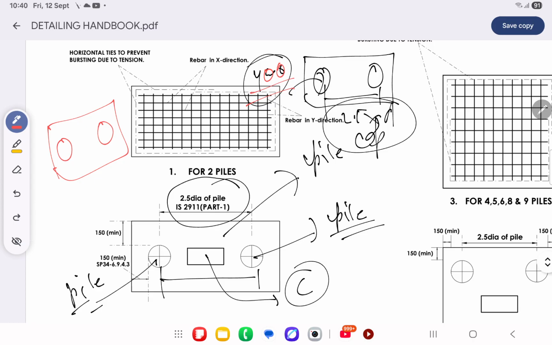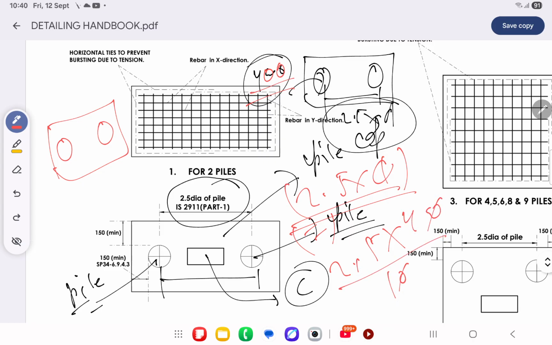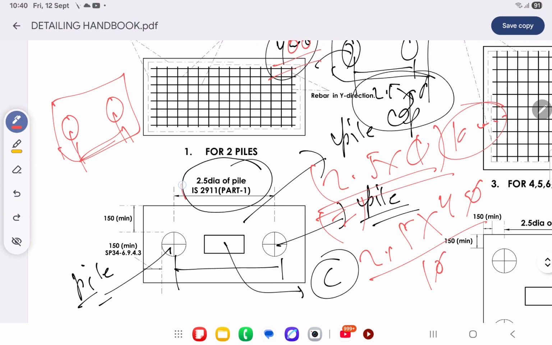So we know that in the case of pile, the minimum we can provide is 2.5 into the diameter of the pile, the minimum distance between center to center of the pile. So just go for 2.5 into 400, just multiply here, so 25 into 4, which means 1000 mm distance you have to provide here. So this is the criteria you have to follow.